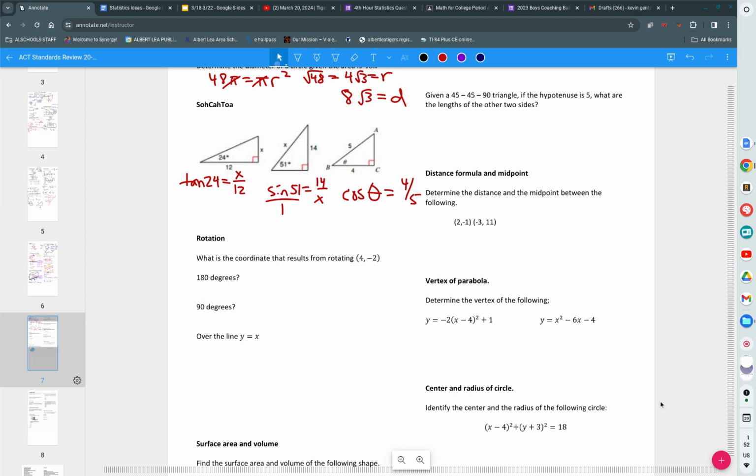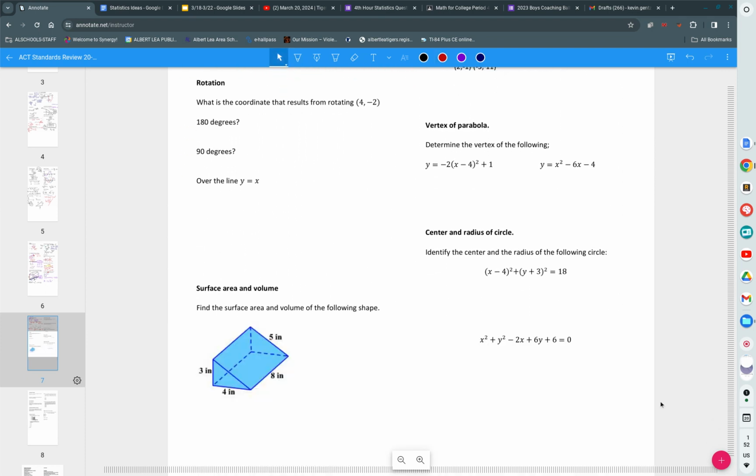Very good. Rotation is another geometric idea. Again, these are all falling under the category of geometry, actually, on the ACT. What is the coordinate that results from rotating (4, -2) 180 degrees? There are ways in which you can memorize rules for this. I think it's better to just visualize it. You're going to take the coordinate (4, -2), and we're going to rotate that 180 degrees.